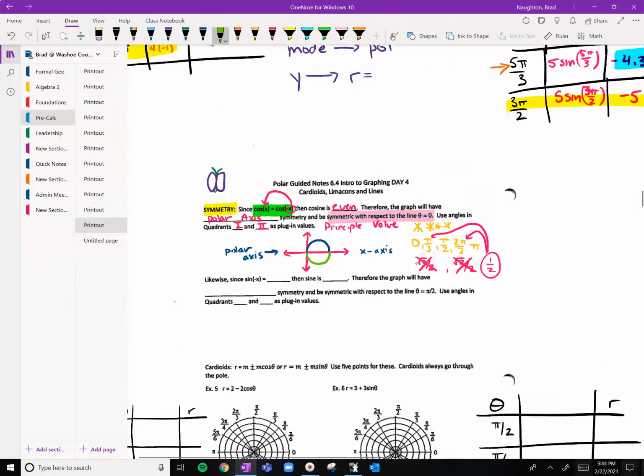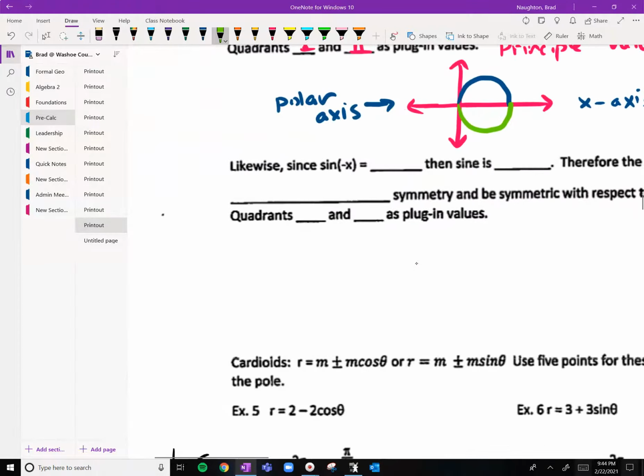It doesn't have necessarily a fancy name, so we're just going to call it the line where theta is equal to pi over 2. And this is what's known as odd symmetry, because if you have sine of negative x, that gives you a negative sine.